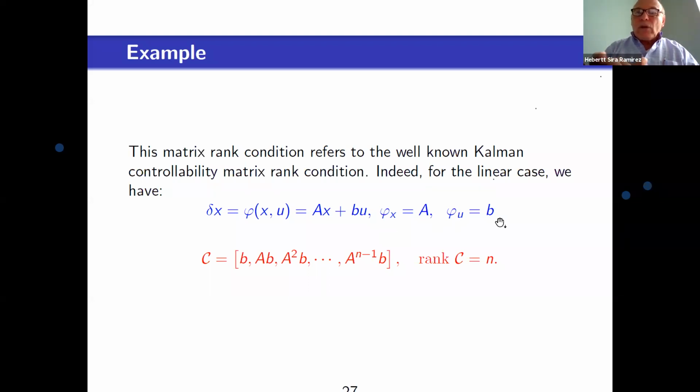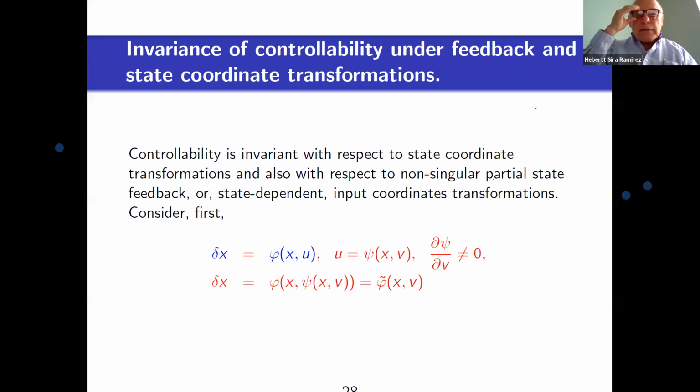Phi of x and phi of u would be A and B, and what you have in the previous slide is just the controllability matrix, and the rank condition is the rank of the controllability matrix being n. So we have the reproduction of the well-known Kalman matrix rank condition for the particular case of linear systems. And of course, controllability is invariant. We know that controllability is invariant with respect to partial feedback.